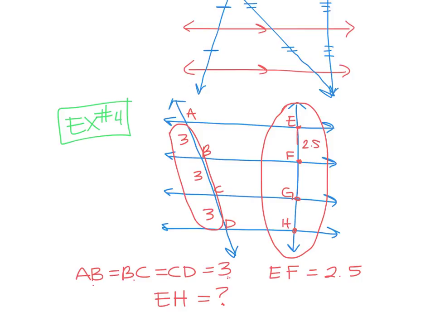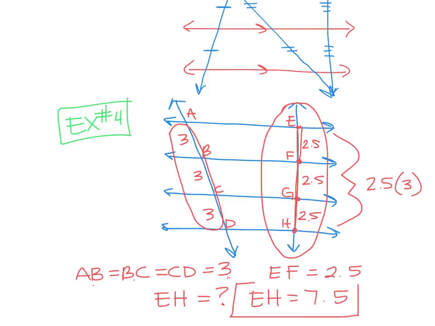I want to know EH. I want to know that whole segment. Well, that means this is 2.5 and this is 2.5. So if I want to know EH, I just need to add those 3 together, 2.5 times 3 or 2.5 plus 2.5 plus 2.5, however you want to look at that. That would make EH a length of 7.5. Okay. How about this one?